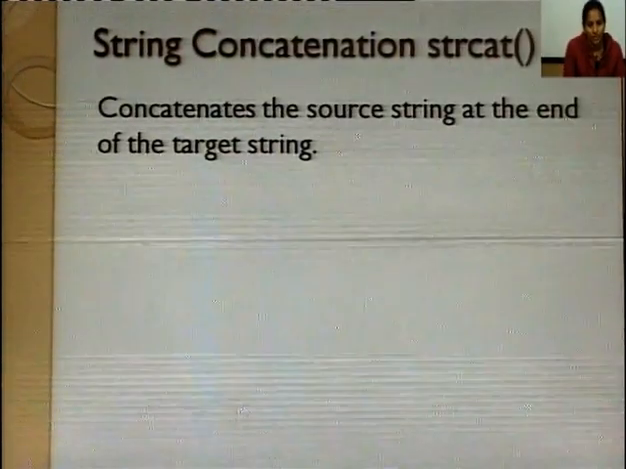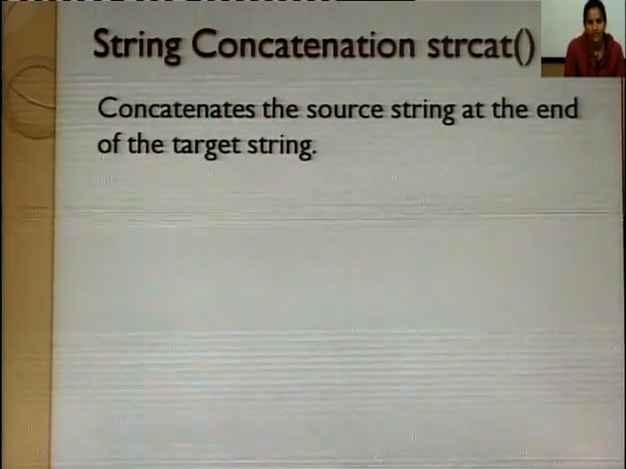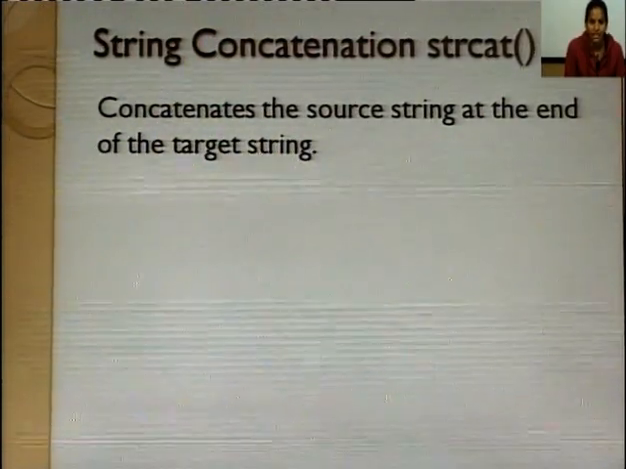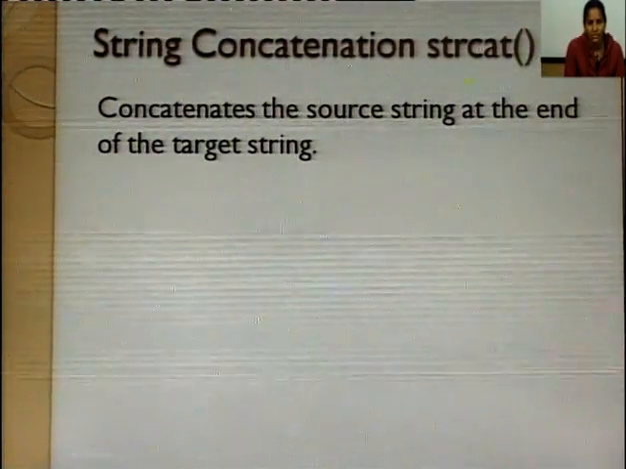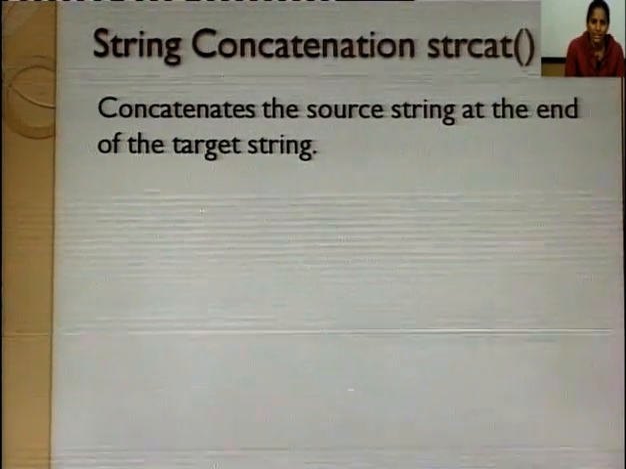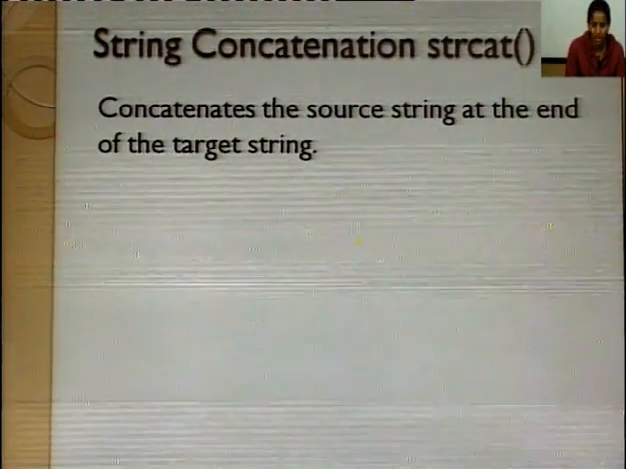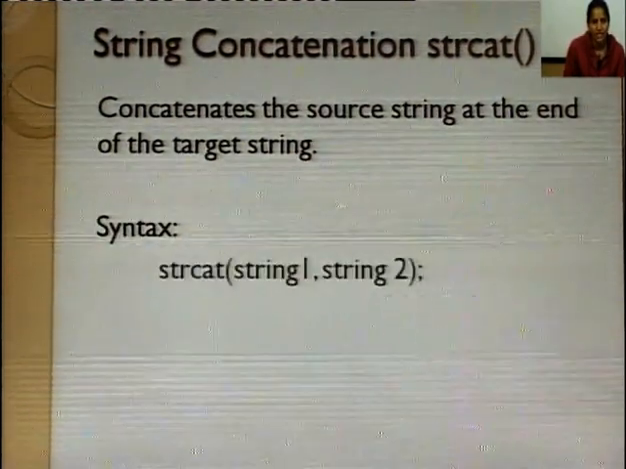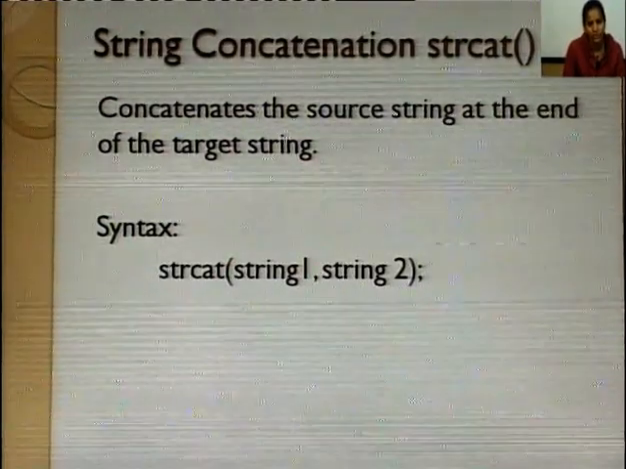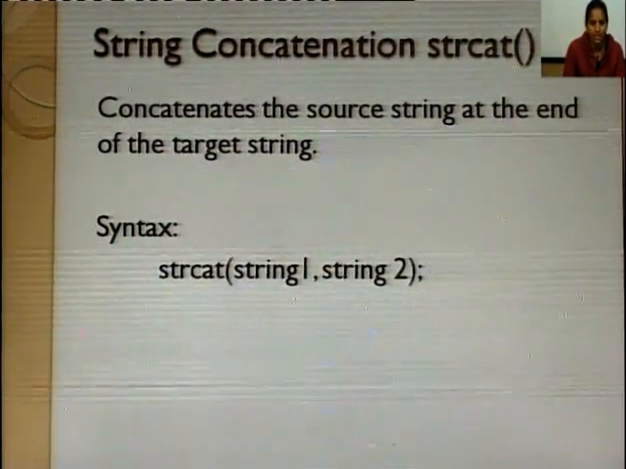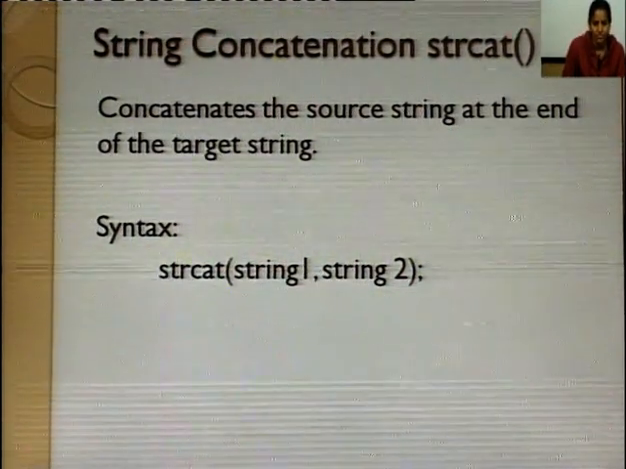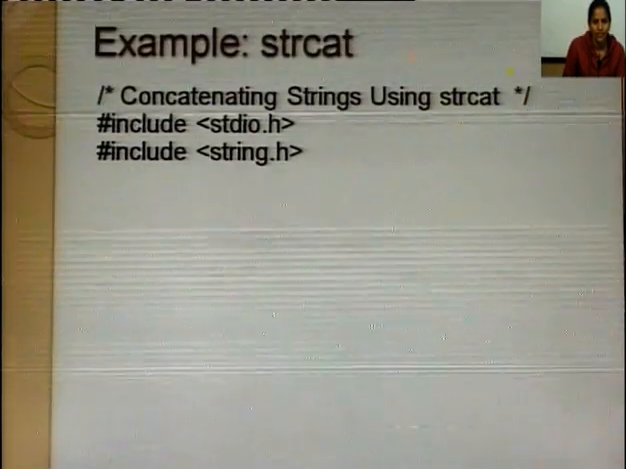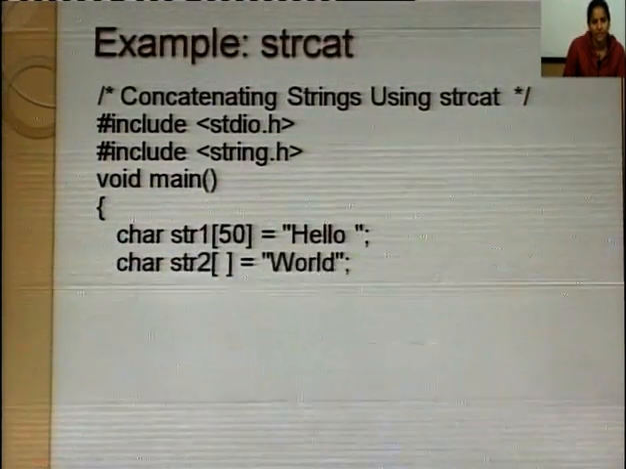Next we are going to the next library function, that is string concatenation, strcat. The concatenation function is used to concatenate the source string at the end of the target string. Syntax: strcat(string1, string2). Here string 1 is the target string, string 2 is the source string. Let us look at an example of strcat.